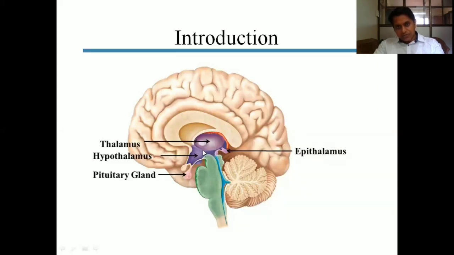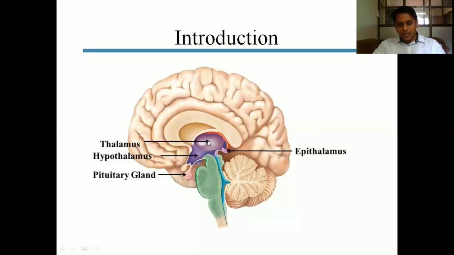The sulcus which extends from the foramen of Monro to the aqueduct of Sylvius will divide this diencephalon into two parts. The part above is called the pars dorsalis, and the part below is called the pars ventralis. I repeat, the diencephalon is divided into two parts by this hypothalamic sulcus, which extends from the interventricular foramen of Monro to the opening of the aqueduct of Sylvius. It divides it into the two parts, pars dorsalis and pars ventralis.